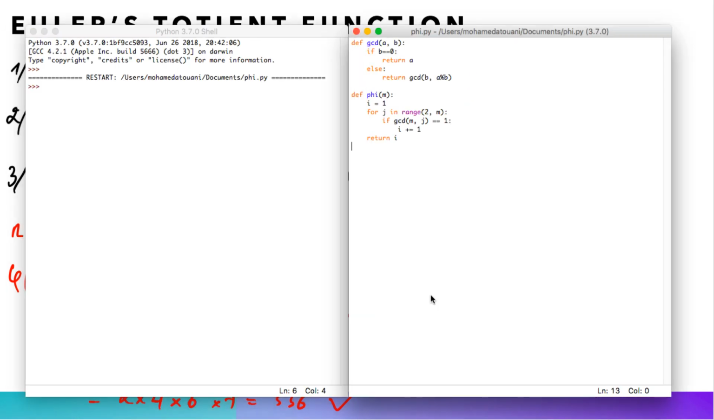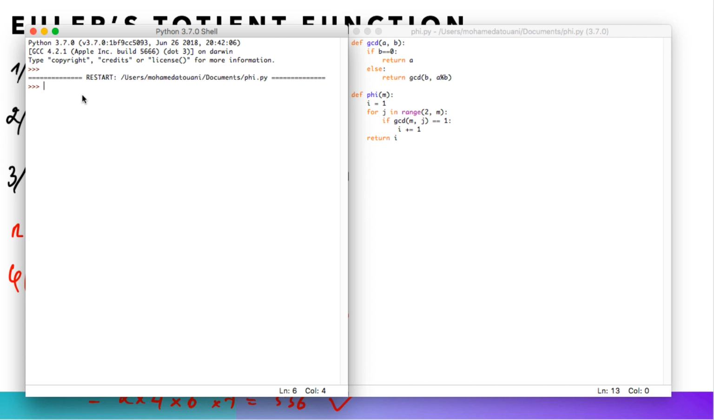I wrote two little computer programs. The first one is GCD of a and b, which computes the GCD of two numbers a and b. Our second function is the function phi, which will compute for us phi of m, and here it checks whether the GCD of m and j is equal to 1, and if it is, it adds 1 to I.